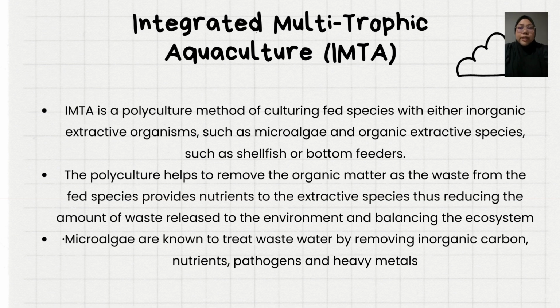Next, we go to integrated multi-trophic aquaculture, IMTA. IMTA is a polyculture method of culturing fed species, such as finfish or shrimp, together with inorganic extractive organisms. Several studies have shown that mussel and oyster, when co-cultured with fish, help to reduce the organic matter in the waste effluent. The polyculture helps to remove the organic matter as the waste from the fed species provides nutrients to the extractive species. This reduces the amount of waste released to the environment and balances the ecosystem.